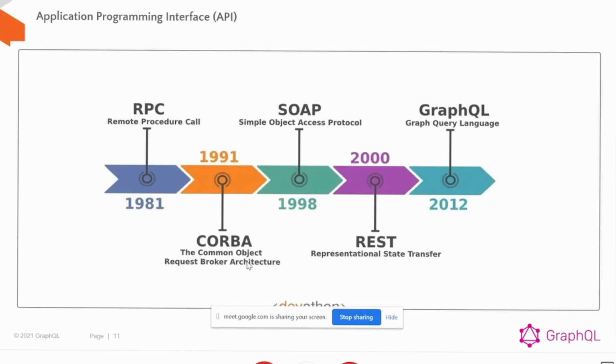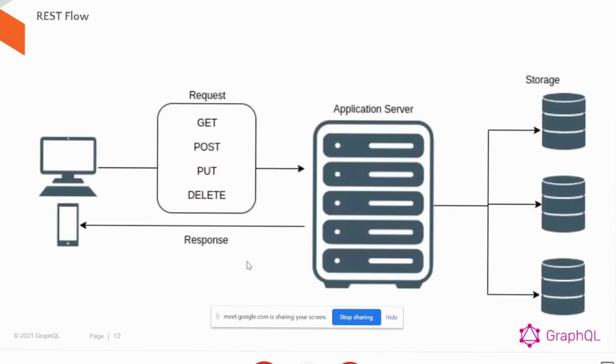So let's go through the REST flow. We'll consider REST as our base comparison with GraphQL. In REST, we have request types such as GET, POST, PUT. The request from the client side is sent to the application server. The application server gets the information from the database and sends it back as a response. So this is the base flow for REST.